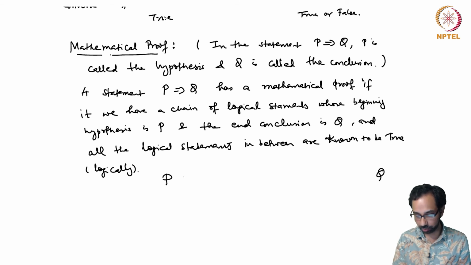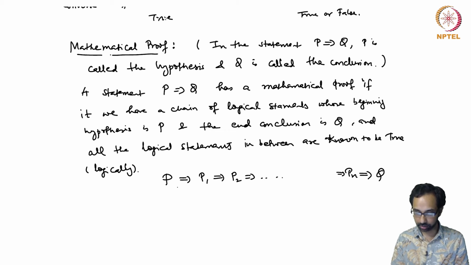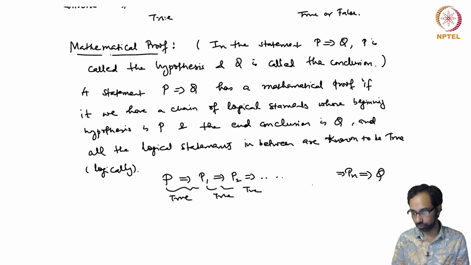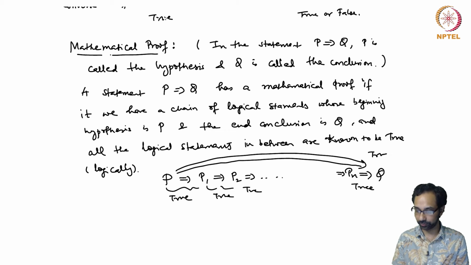So what it means is that you have statement P here and there's another statement Q here, and then you try to fill out the statements in between: P1, P2, and so on, Pn, and lastly you have Q. All these if-then statements are known to be true. So true, true, true, true, true, and then we can infer that P implies Q is true, and this is basically a mathematical proof.